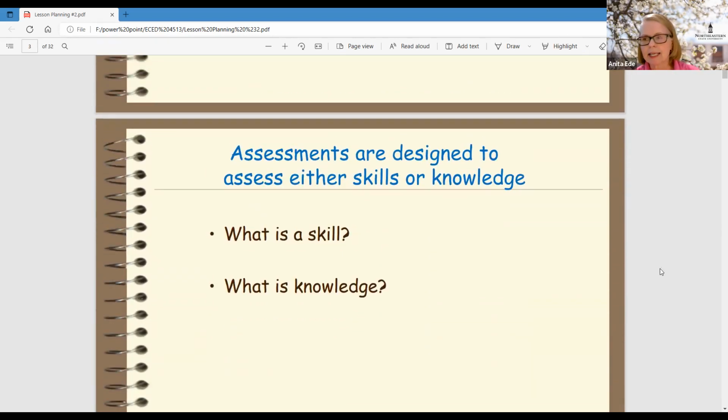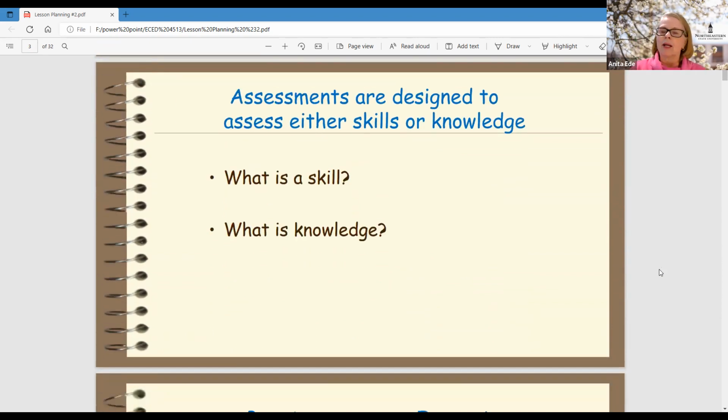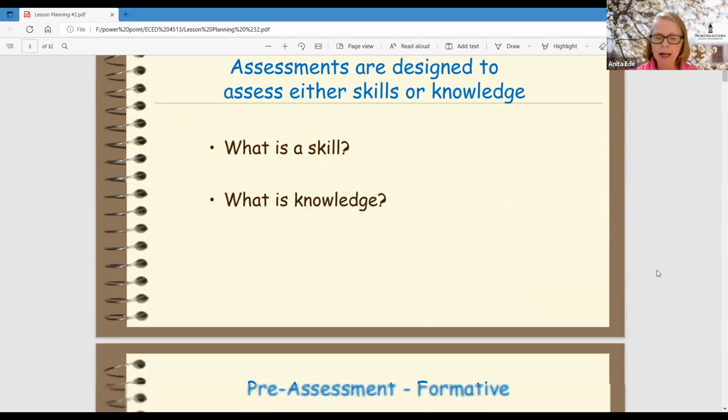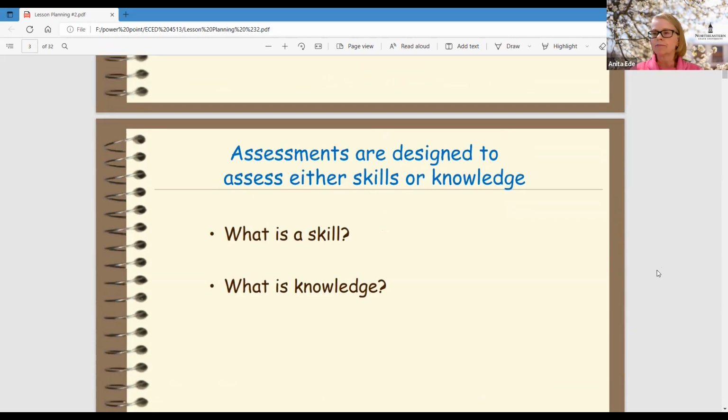So when you're talking assessment, you have to look at what you're assessing. What are you assessing? There are 2 types of things that you assess. You either assess a skill or you assess knowledge. When I'm talking about a skill, I'm talking about, can they count to 10? That's a skill. You can get a checklist, put all the kids' names down one side, and then you can put yes or no at the top. Count to 10, yes or no.